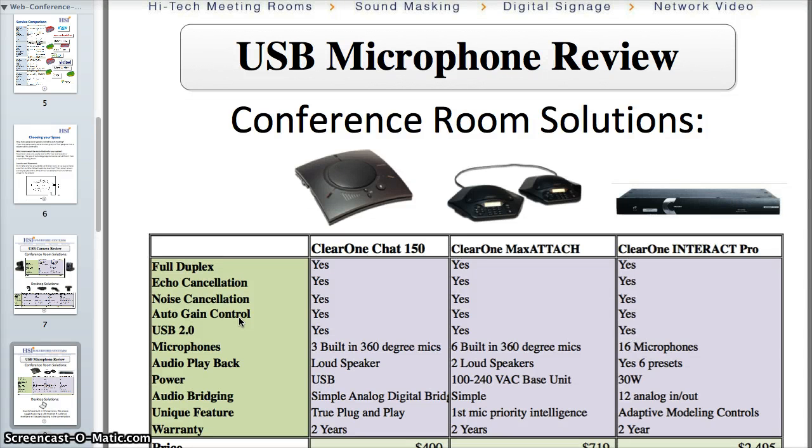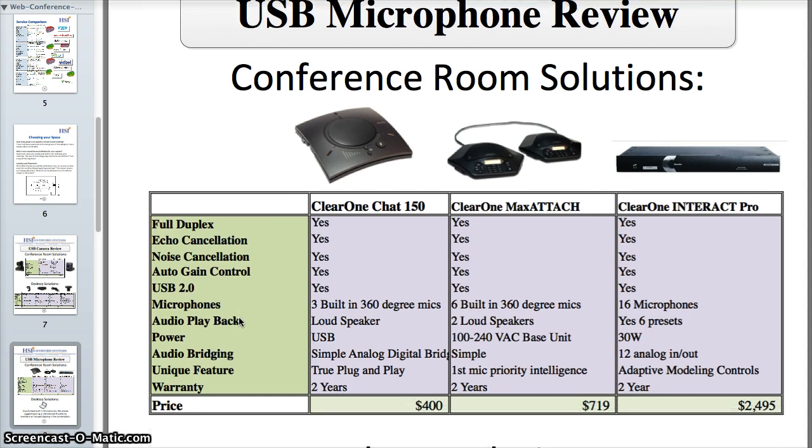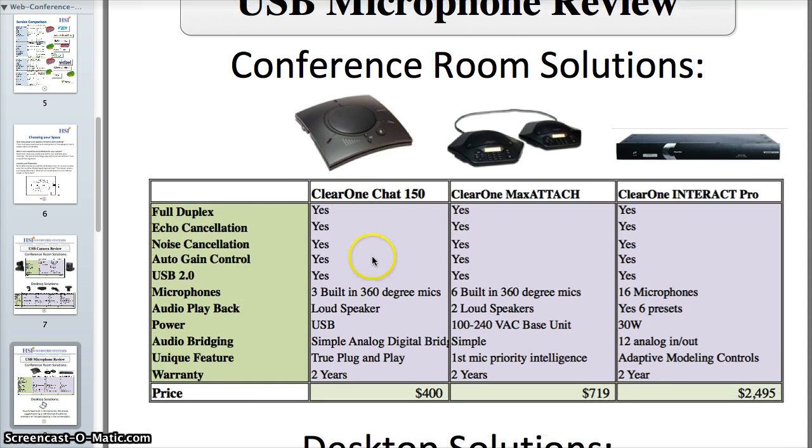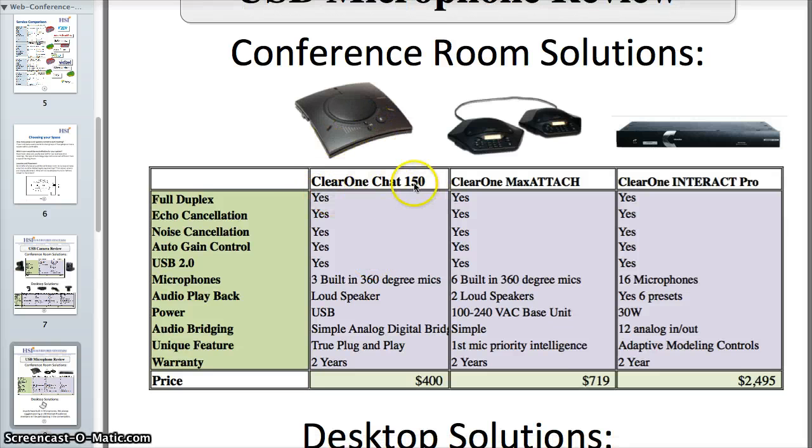Now the USB microphones are a lot of times overlooked. For conference rooms, you definitely want to make sure you think about using a USB microphone that fits your room. The Clear One Chat 150 here is good for about a 4 to 6 person room, and these can have dual pods so they can be connected to one another.